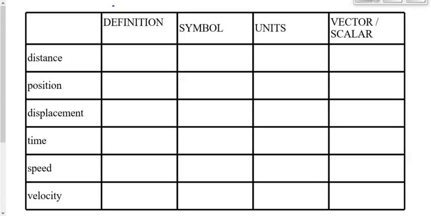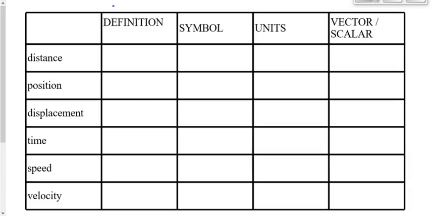We've learned about 6 quantities now since last Thursday, the first day of Physics 20 here. Distance, position, displacement, time, speed, and velocity. Tell me, of these 6 that are up on the board right now, which ones are scalars? Tell me one of them that's a scalar.